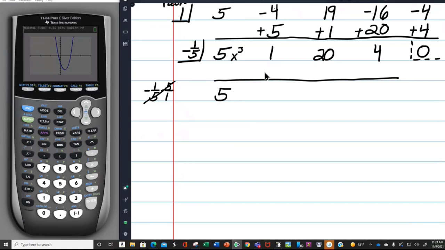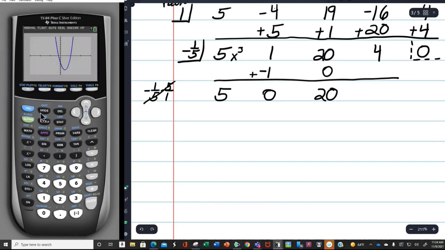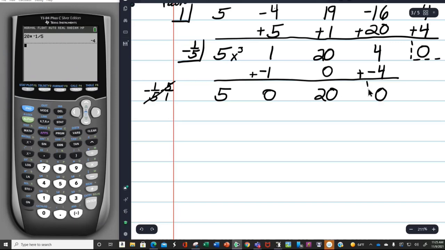So 5 times negative 1/5 is negative 1. 1 plus negative 1 is 0. 0 times negative 1/5 is 0. Now 20 times negative 1/5, I already know that's negative 4, but let's prove it here. 20 times negative 1 divided by 5, enter, is negative 4. And 4 plus negative 4 is 0, so my guess was correct. So here are our two rational zeros, 1 and negative 1/5.